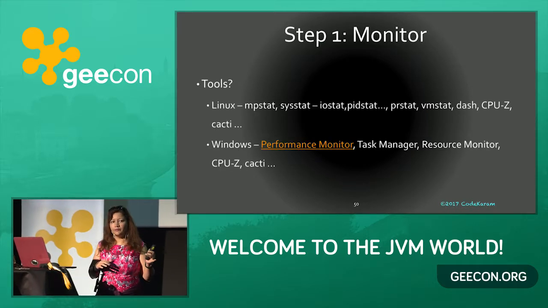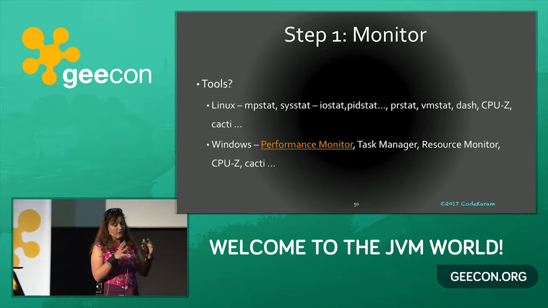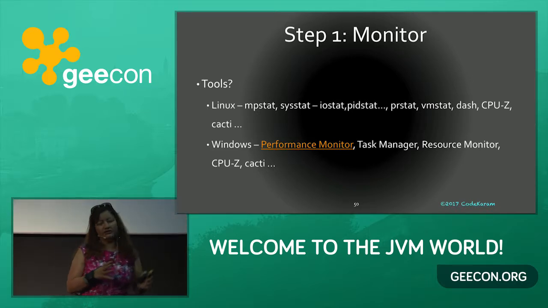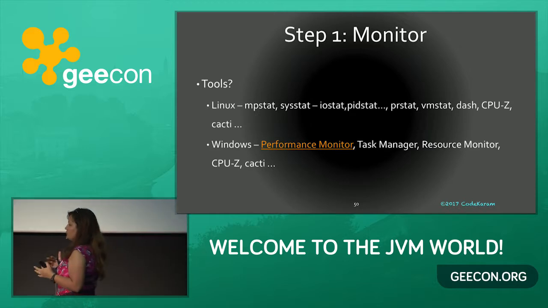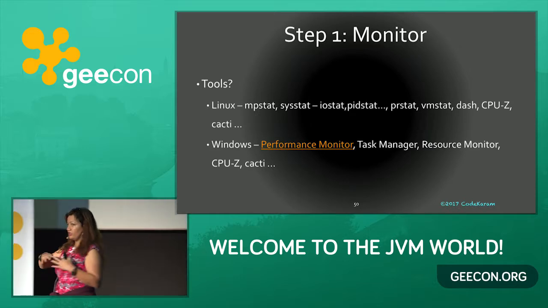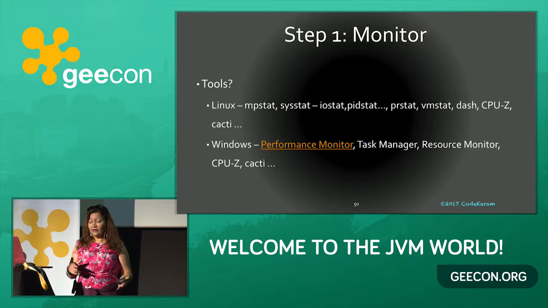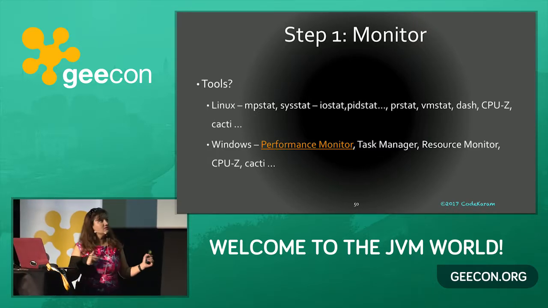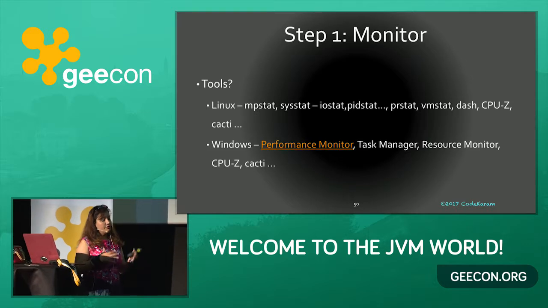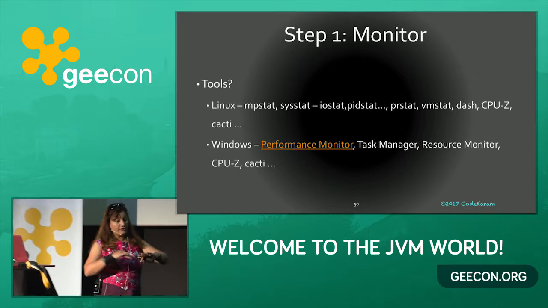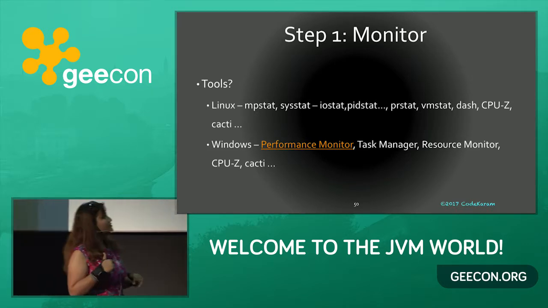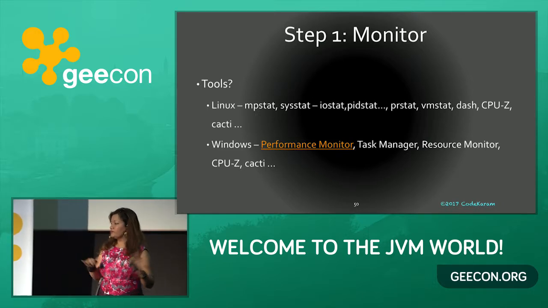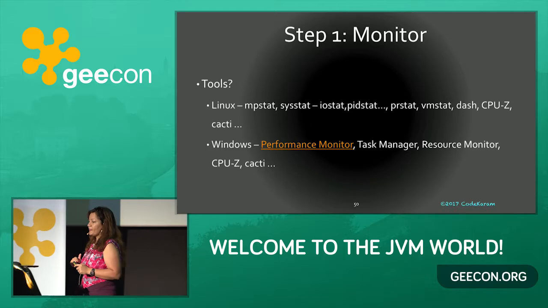Next is, because like I said, you need to know some things about your platform. For example, what if it's a Linux platform? You have lots of things that can tell you about the system, about your platform. So mpstat, sysstat, and all these other ones. There's something called CPU-Z, very useful to find out individual core utilizations, and Cacti and all those things anyway. So these are good for distributed systems.